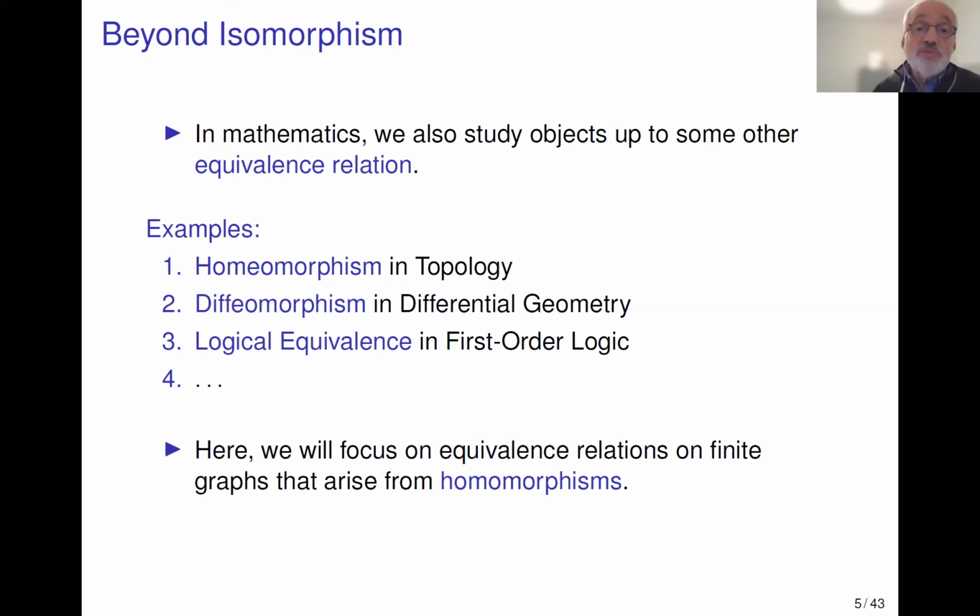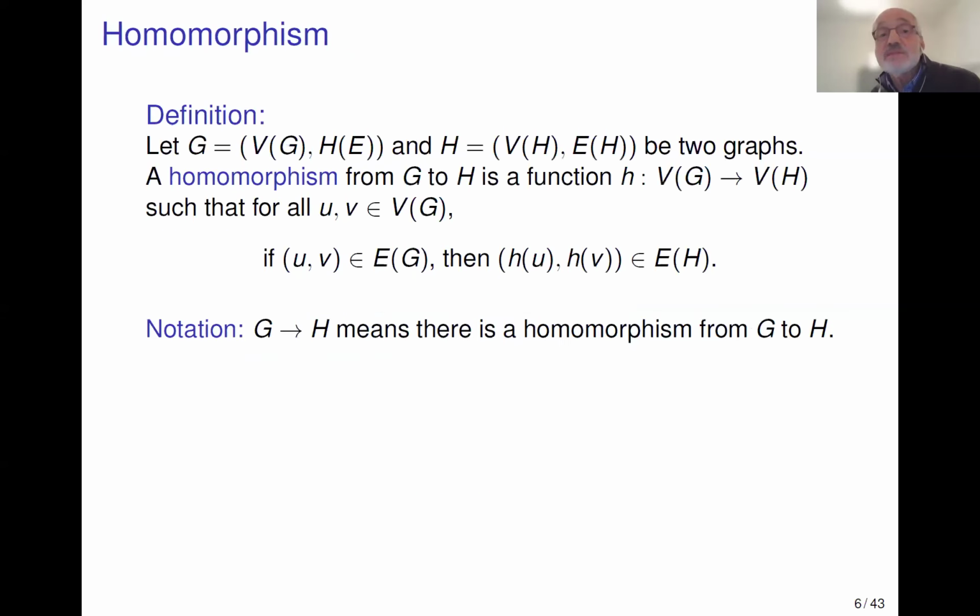And so I need now to remind you of what a homomorphism is. In some sense, a homomorphism is a relaxation of the notion of isomorphism. If I have two graphs, a homomorphism from the first to the second is a function from the nodes of the first to the nodes of the second, so that if there is an edge in the graph on the left, then the image of the edge under this function is an edge in the second graph. We will use the notation G arrow H to mean that there is a homomorphism from G to H.